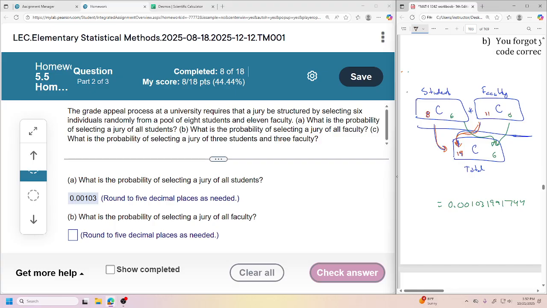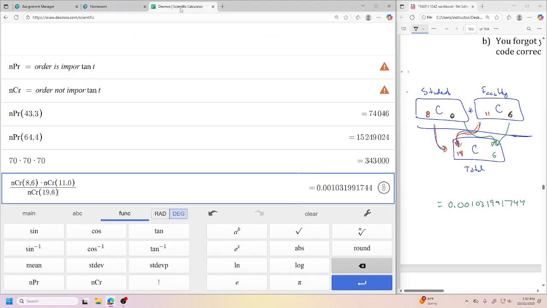If it's all faculty, how many? 6. 6 faculty. How many students though? 0 there. And then of course you get the 6. So I'm changing it up just a slight bit. Here we go. So I'm going to change it now. This would be a 0. Over here, this will be a 6. And there's my new numbers.